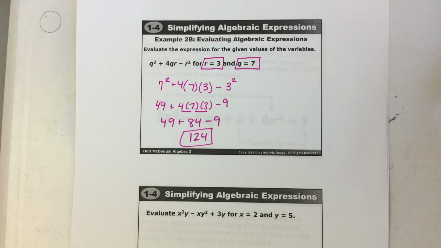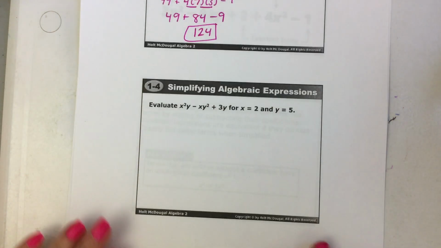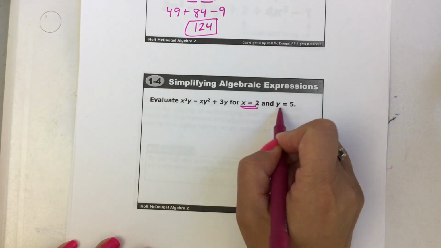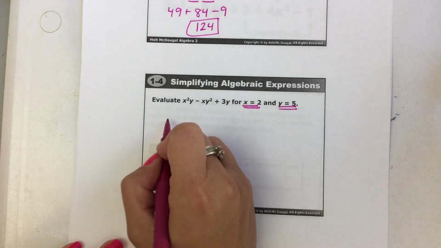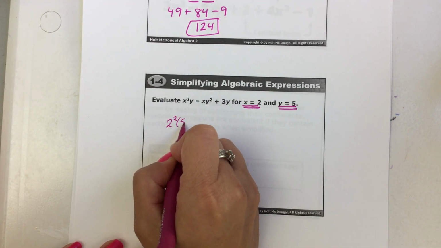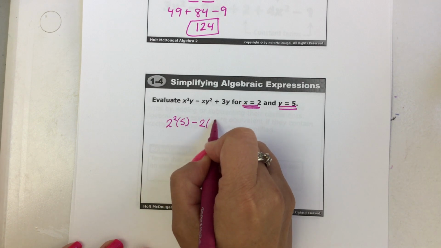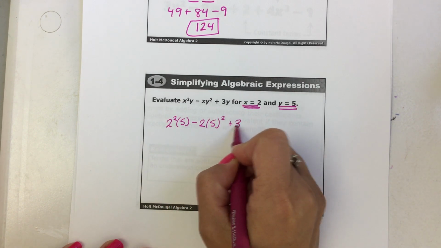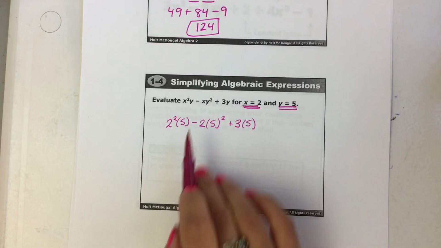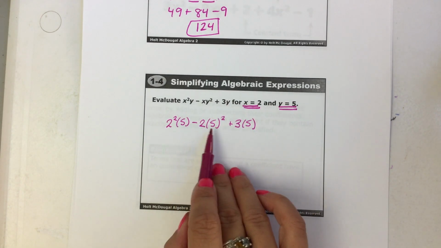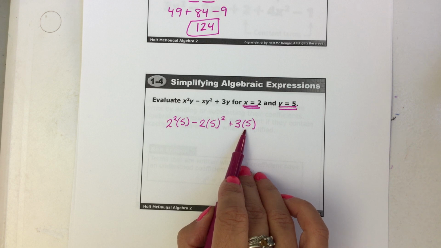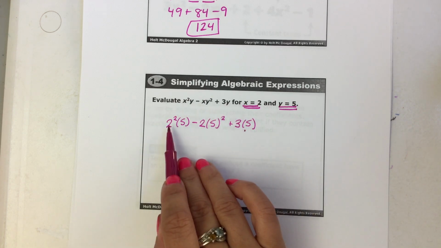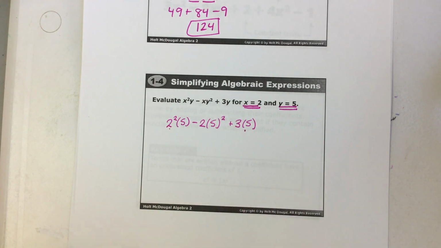So replacing the variables with their numeric value, then you go ahead and use the order of operations until you have it simplified down to one value. Let's look at one more. Turn all of the x's to 2, turn all of the y's to 5. So 2 squared times 5 minus 2 times y squared plus 3 times y. Again, I had 1, 2, 3 y's, so there's 3 locations where I had to fill in that value of 5. 2 x's, so there's 2 locations where I had to replace the x with a 2.